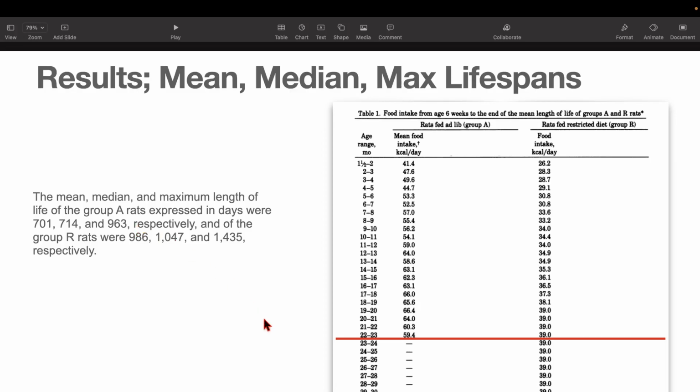So the caloric restriction here did indeed work. It did increase the lifespan of the rats that were calorically restricted. There's no doubt about that.